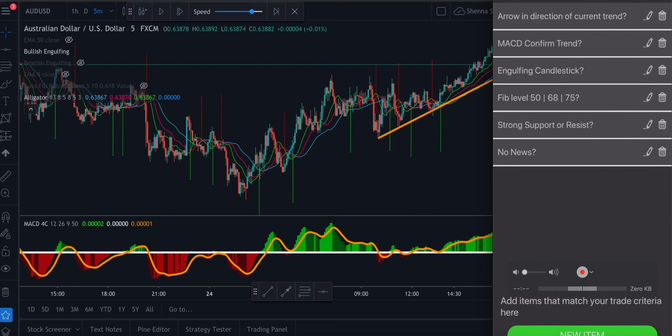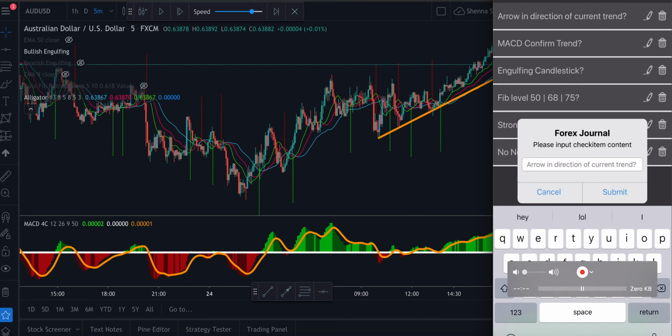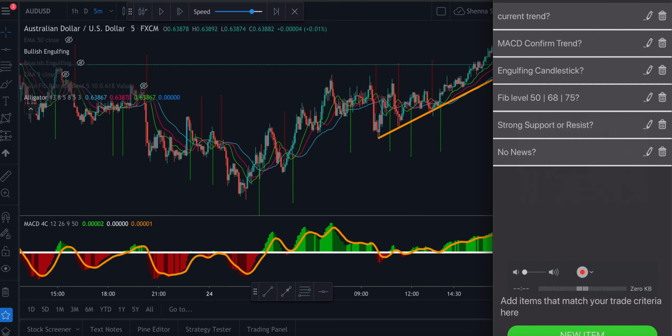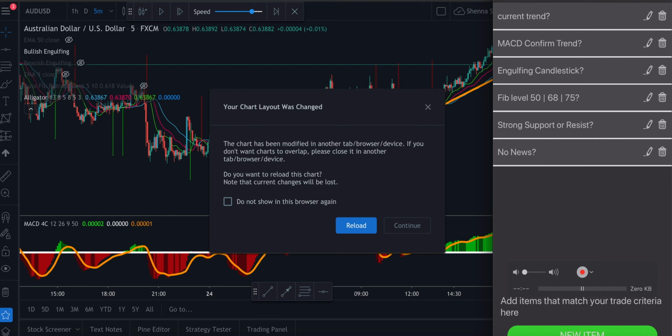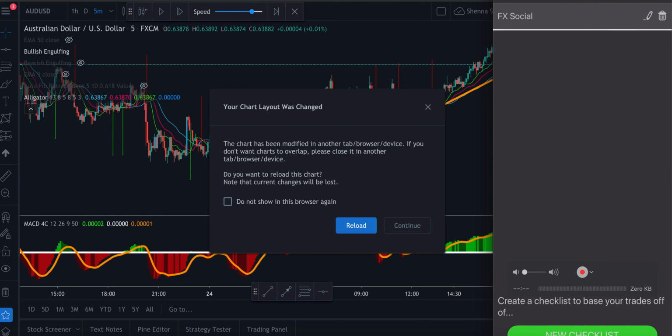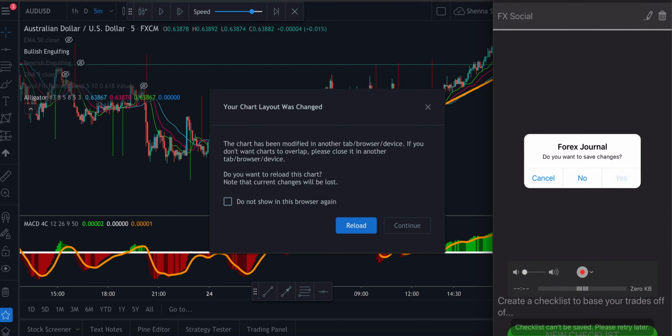of everything. So, let me change this one real quick. Current trend. I'm just gonna put it like that. Keep it simple. Cool. And so, I can go here, save it. You can make your checklist, and what this checklist does is it helps you confirm so you take a trade or not, and it lets you log it.